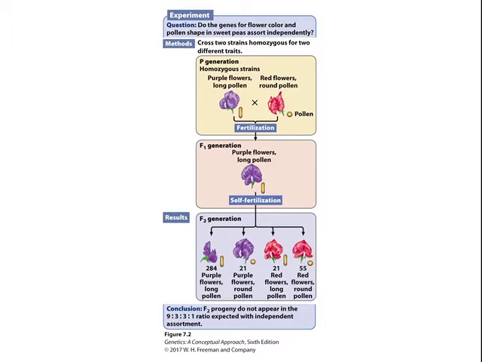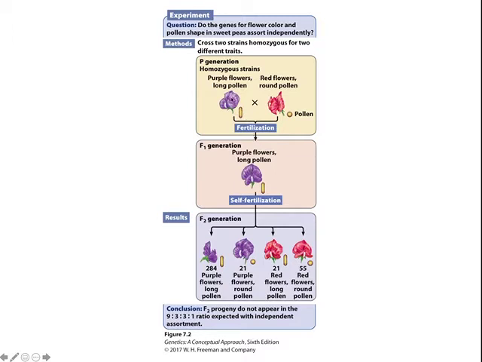When they intercrossed the F1, the resulting F2 did not appear in the 9:3:3:1 ratio we expected with independent assortment. An excess of F2 plants had purple flowers and long pollen, or red flowers and round pollen. Although these researchers were unable to explain the results, we now know that the two loci they were looking at are very close together on the same chromosome, and so they're not going to assort independently to any extensive degree.